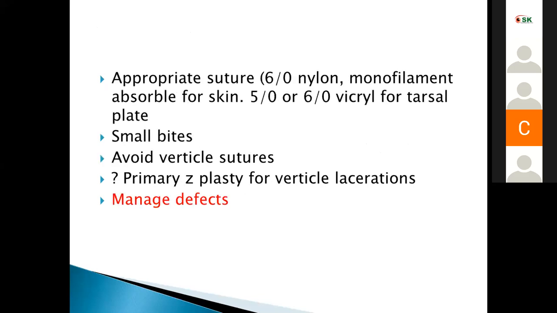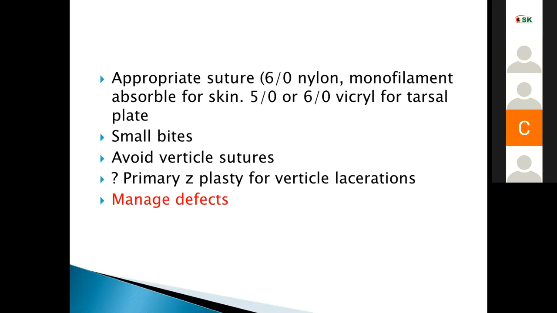You need to use the appropriate suture. Of course, a small suture, the smaller the better. Most people tend to use a 6-0 nylon in adults. If you don't want to use nylon, you can use an absorbable one. Mostly we have Vicryl, but if you can get a monofilament suture, like Surgicryl, or one we usually have in Kenya called PDS, they do very well. But if you don't have it, Vicryl is also okay. Vicryl or absorbable sutures are good also for the inner layers, especially the tarsal plate suturing.